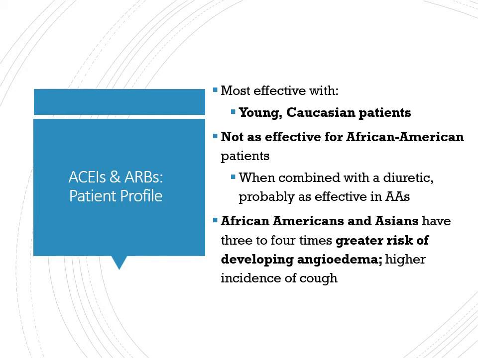So ACEs and ARBs, the patient profile is generally a young Caucasian patient, but they're not as effective for African American patients. And African Americans and Asians have actually a 3 to 4 times greater increase in developing angioedema. They also have a higher incidence of the cough.